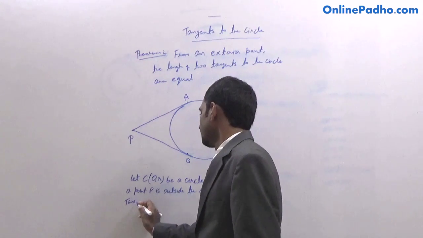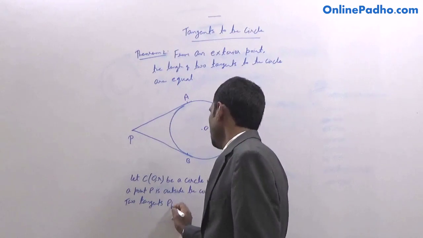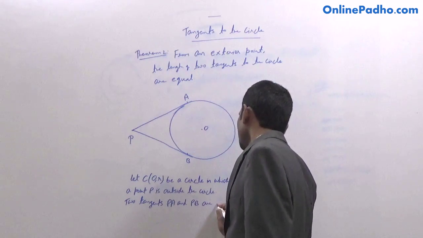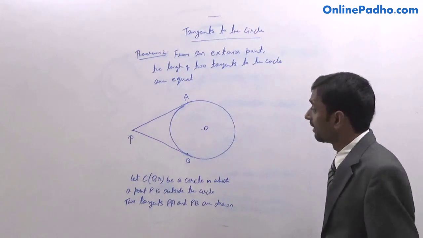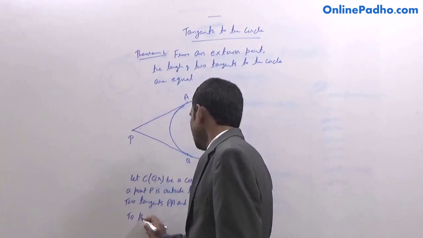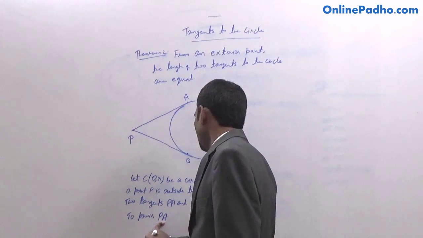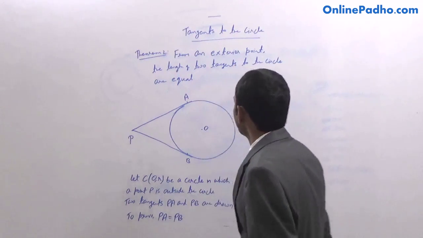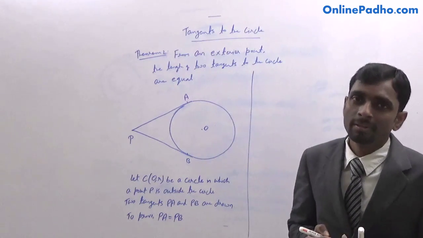Two tangents PA and PB are drawn. So we need to prove both the tangents are equal. We need to prove the length of PA is equal to the length of PB. We need to prove both the tangents are equal in length. So we have to prove PA is equal to PB, right?